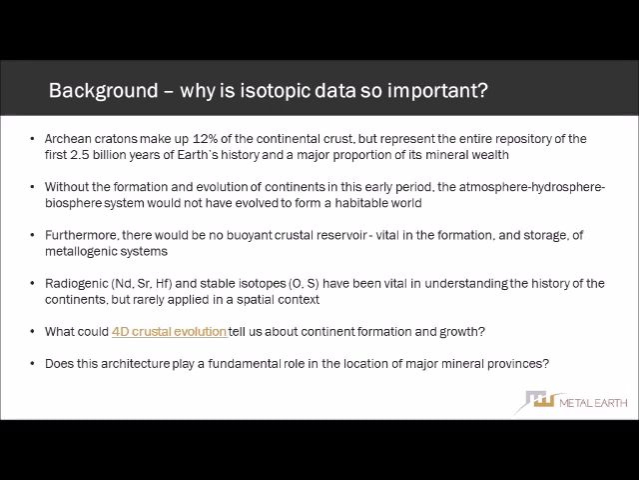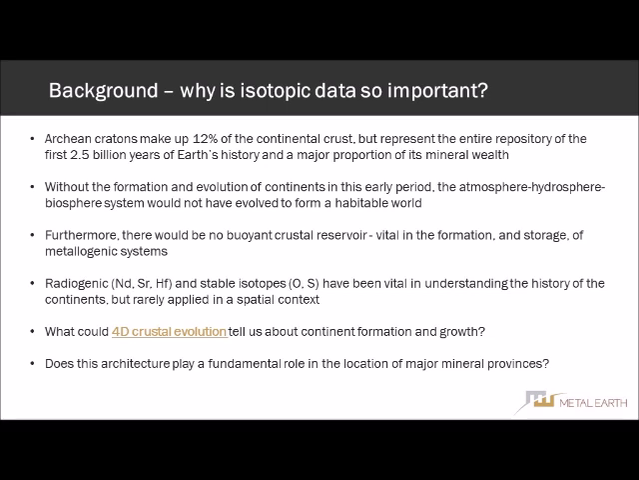And without the formation of the continents in this period, we wouldn't have an atmosphere, hydrosphere, and biosphere system. We might have a hydrosphere, we wouldn't have an atmosphere, at least as what we know today. A lot of the atmosphere basically evolved, or CO2 was drawn down, by the emergence of the continents and weathering of the continents. So we need to understand continental evolution to understand that process.